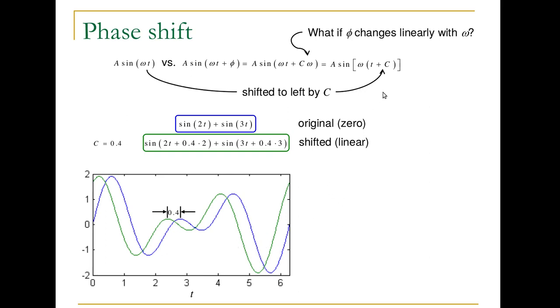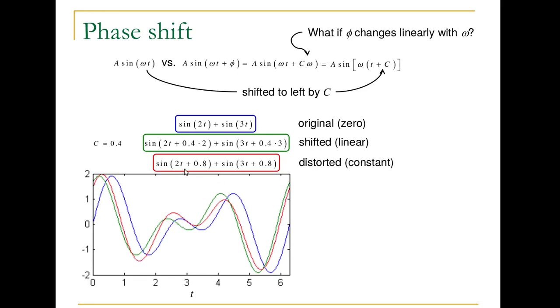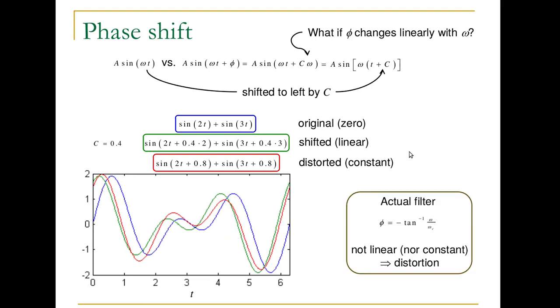Now if we had a constant phase shift, so if it was independent of the frequency, that would look like this. Say our phase shift was 0.8, we would have 2t plus 0.8 and 3t plus 0.8. And in that case, we don't get an exact shifted output signal. It ends up being distorted. So you can see that in the red plot here. For an actual filter, remember, the phase shift was given by inverse tangent of frequency divided by cutoff frequency. So that's not linear, and it's not constant either. So we're going to get distortion.